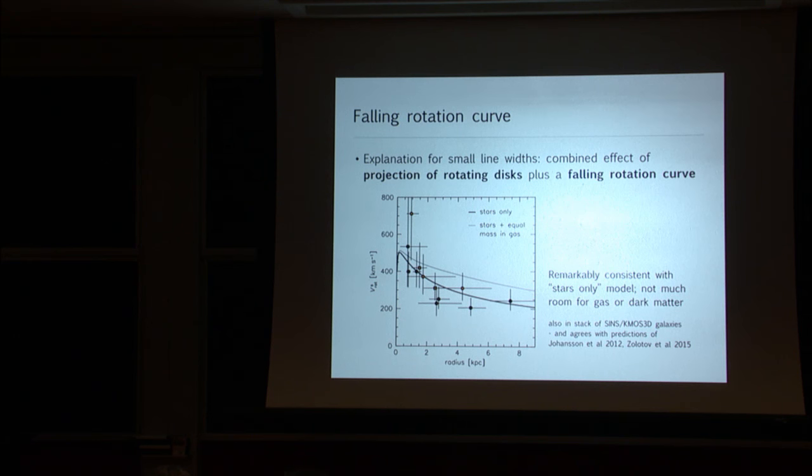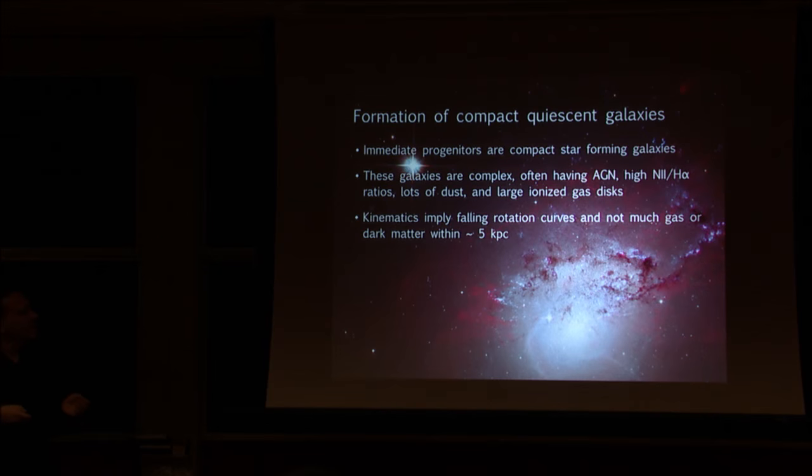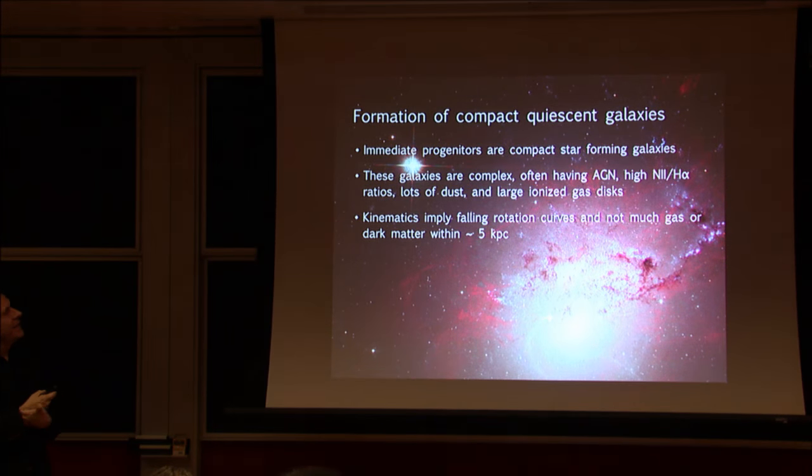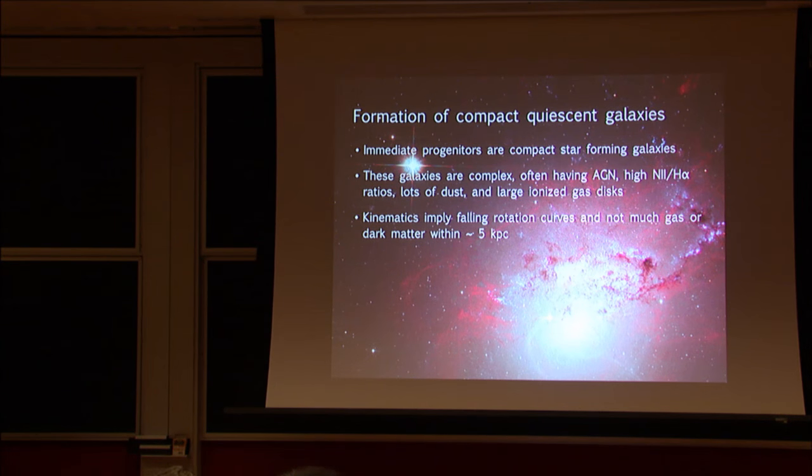So good. So it kind of works. We now finally understand these galaxies, it looks like. The immediate progenitors of these dead things are compact star-forming galaxies, and they're complex. A lot of them have AGN. They don't seem to do much, these AGN, but they are present. Lots of dust, and they have these falling rotation curves. So not much gas or dark matter within 5 kiloparsecs.